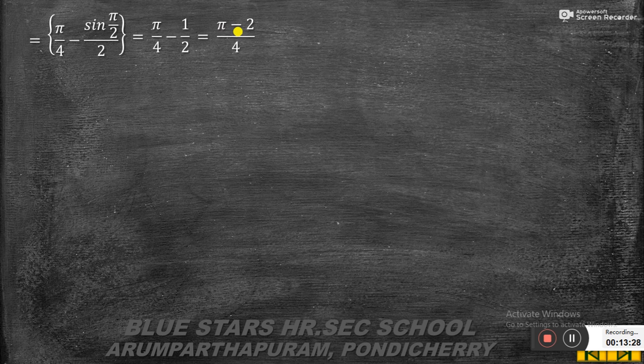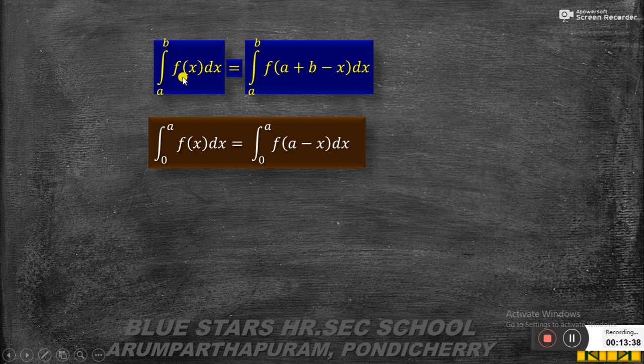That means the integral from minus pi by 4 to plus pi by 4 of sin square x dx has the answer pi minus 2 by 4. So you see, this is the formula: integral a to b f of x dx equal to integral a to b f of a plus b minus x dx. Next formula: integral 0 to a f of x dx equal to integral 0 to a f of a minus x dx. These are the two formulas.